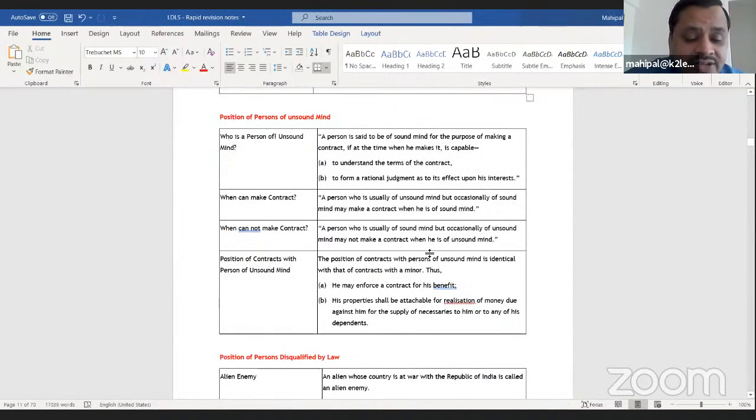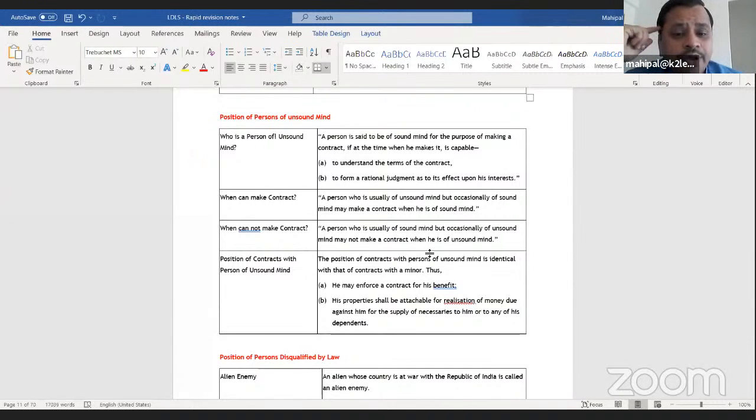If she hasn't requested, then no liability of that minor. So the terms are very, very clear: supplied during minority and continued to supply after attaining majority. Am I clear? Next, person of unsound mind.